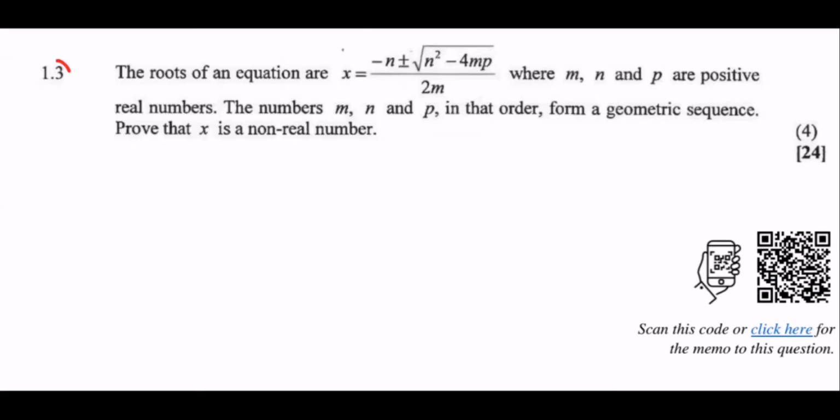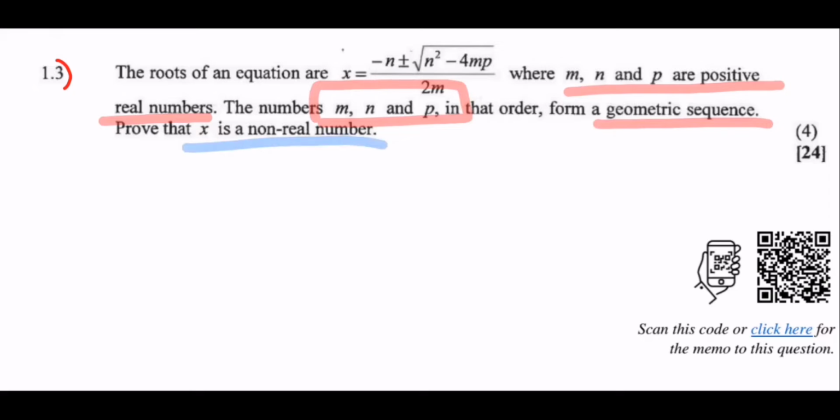So let's read it together. The roots of an equation are x is equal to negative n plus minus the square root of n squared minus 4mp, where m, n, and p are positive. Sorry, let me highlight that part because that's important. m, n, and p are positive real numbers. The numbers m, n, and p in that order form a geometric sequence. Ooh, this is a geometric sequence, m, n, and p. Prove that x is a non-real number. Wow, so nice. Okay.